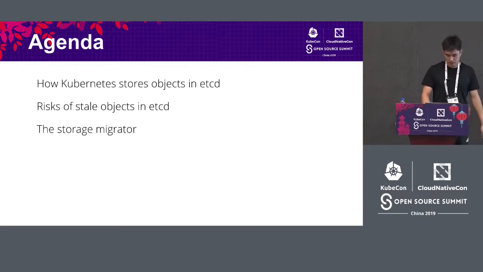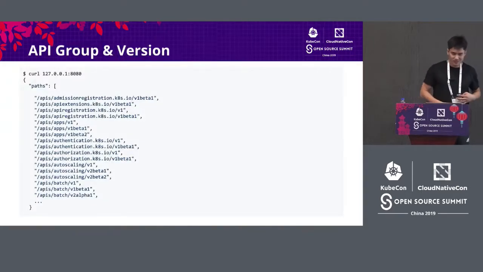So let's begin with the background, how Kubernetes stores objects in etcd. This will be a little long, actually. So if you have a running API server, and if you go to the root path of the API server, it will return you the discovery document, which will tell you all the API versions, all the APIs that are supported.